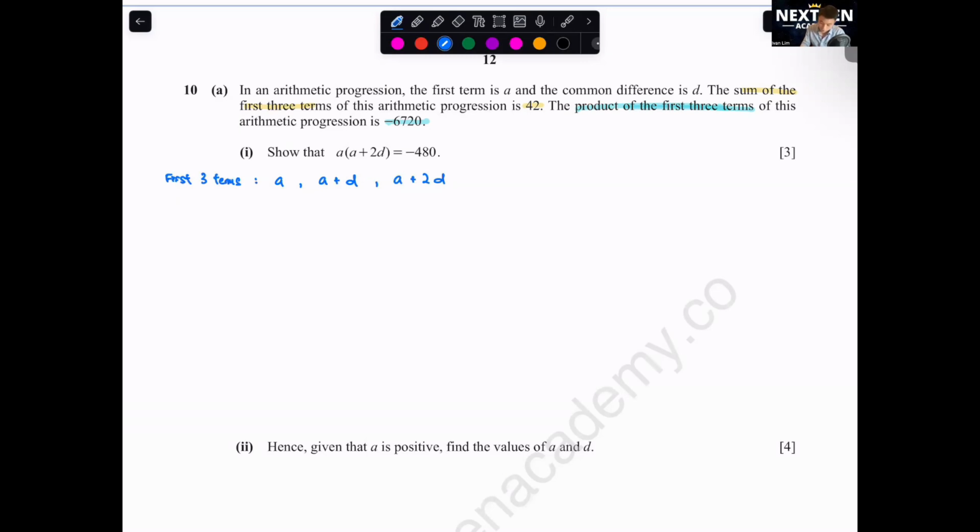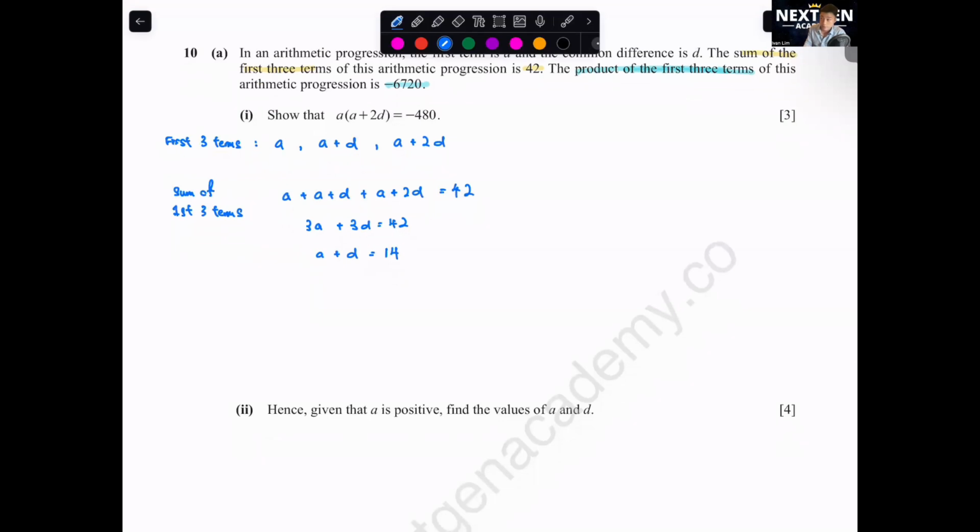Right. We write an equation for the first statement first. The sum of the first 3 terms is equal to 42. So I will add all of it up. The sum of the first 3 terms, which is A plus A plus D plus A plus 2D, equals 42. Simplify this: 3A plus 3D equals 42. I divide all by 3. We'll get A plus D equals 14. Okay, we leave it like this first. See later on, maybe we need to simplify it.